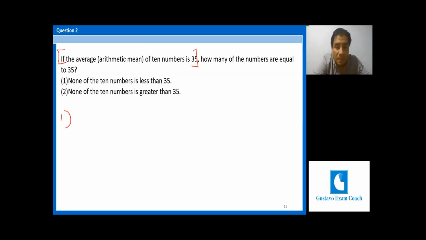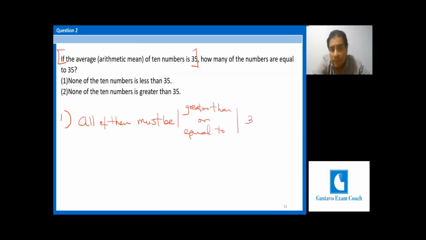What does this mean? It means that if none is less than 35, all of them must be the opposite of less than 35, that is, greater than or equal to 35. But watch out here. All of the numbers have only two choices, greater than or equal to, but at the same time we are guaranteed that the average is still 35. Imagine that all of them are 35. Then the average is 35, no problem. So this can actually be possible.